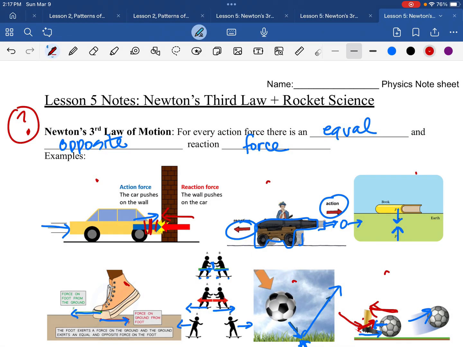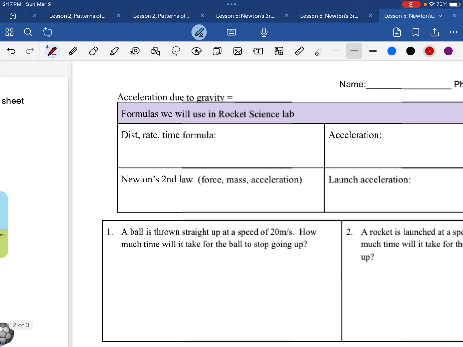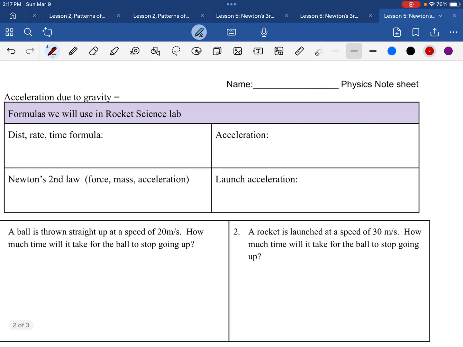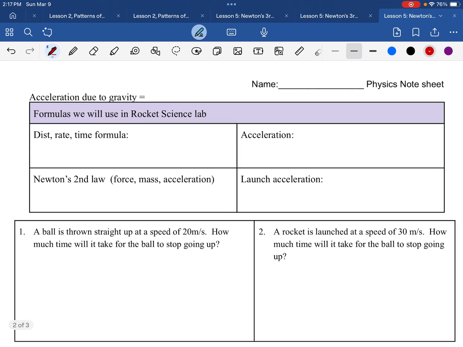Newton's third law, lesson 5, part 2. So on the second page of your note sheet, we're going to go over the formulas and how to use them that we will be using in our rocket science lab, our paper rocket lab. So let's go over a few we'll be using.